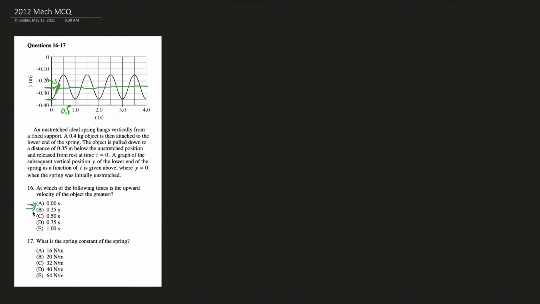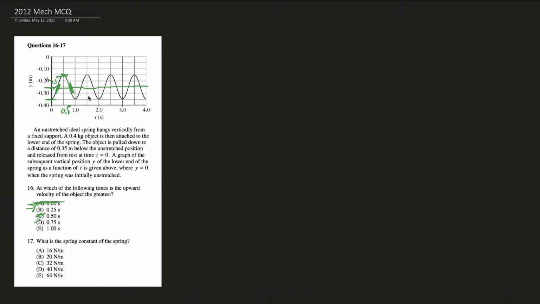So I like B a lot. I can automatically reject A. What about at 0.5? It's 0. That's not going to be correct. 0.75. That is a good guess, because this does have the greatest speed, but it's in the opposite direction.